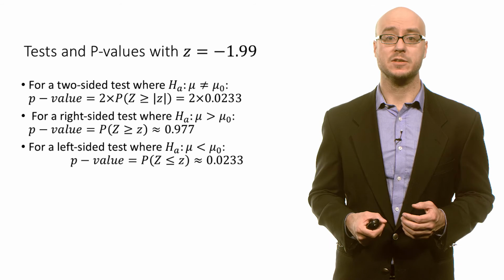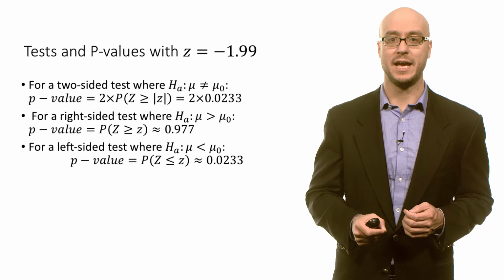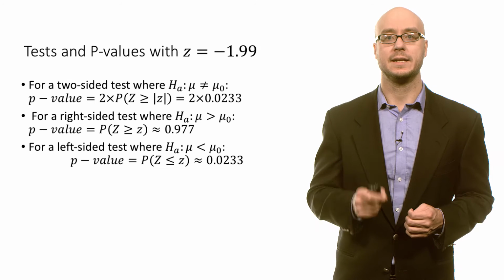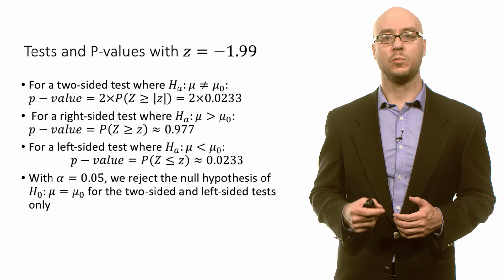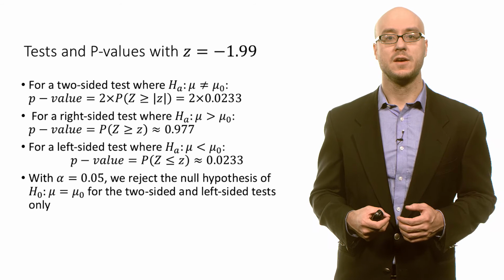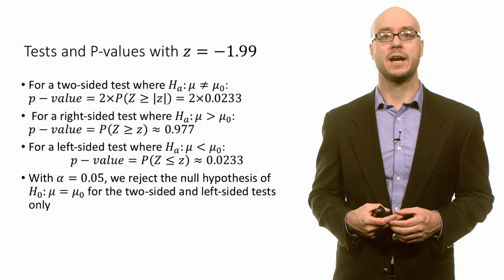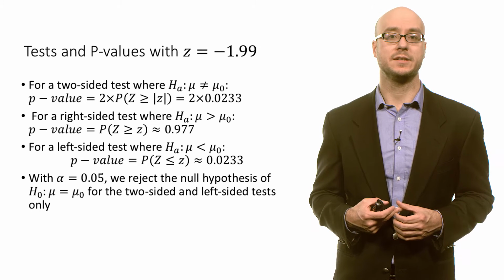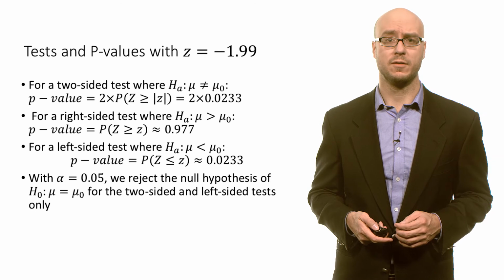That is, the p-value is just the probability of obtaining a z-test statistic less than or equal to the one we obtained of -1.99. So you can see that with alpha of 0.05, we can reject the null hypothesis for the two-sided and left-sided tests only. We do not reject the right-sided test because 0.977 is much larger than our benchmark of 0.05.